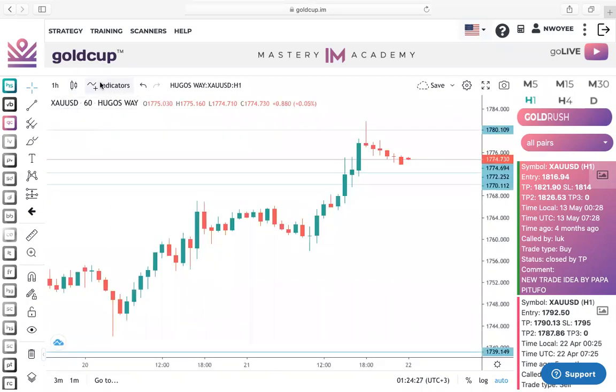Now the next one says indicator. We're going to be adding a bunch of indicators on this call, and what indicators do for you is they help you trade. They do not necessarily trade for you. I know a lot of people say, oh, I have this indicator, and when it tells me to buy, I need to buy.